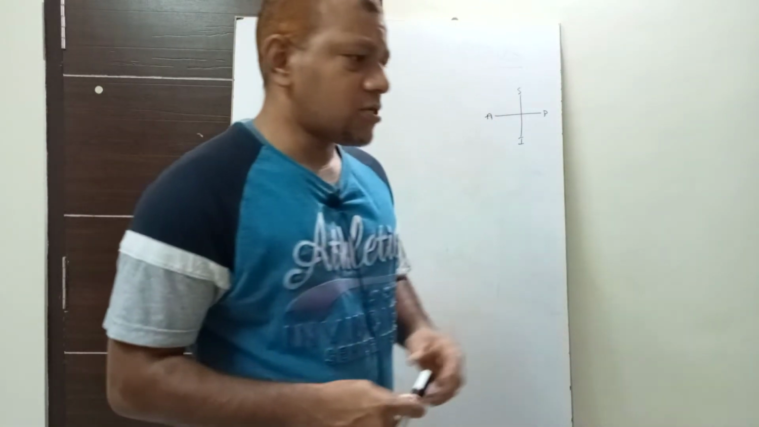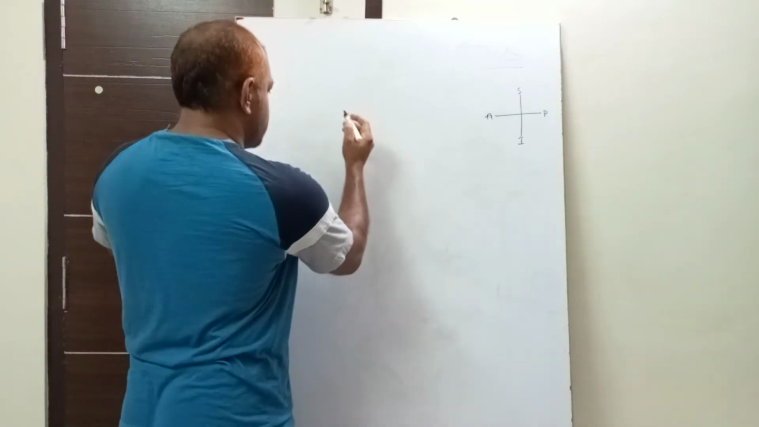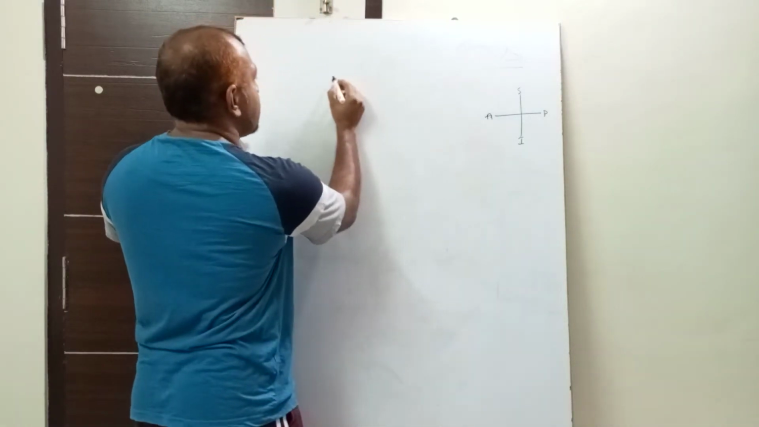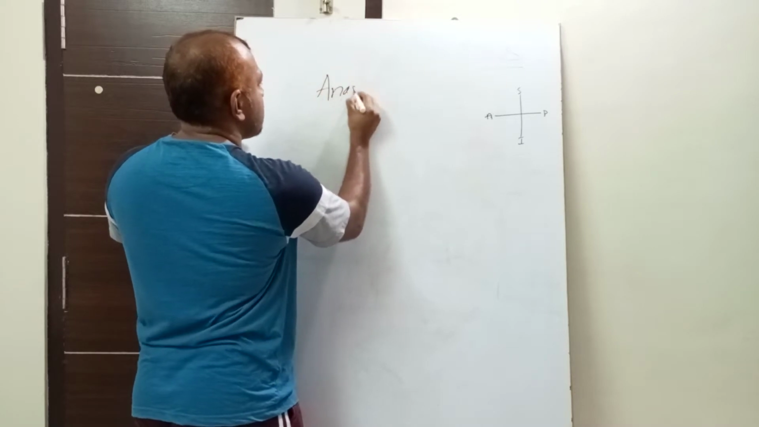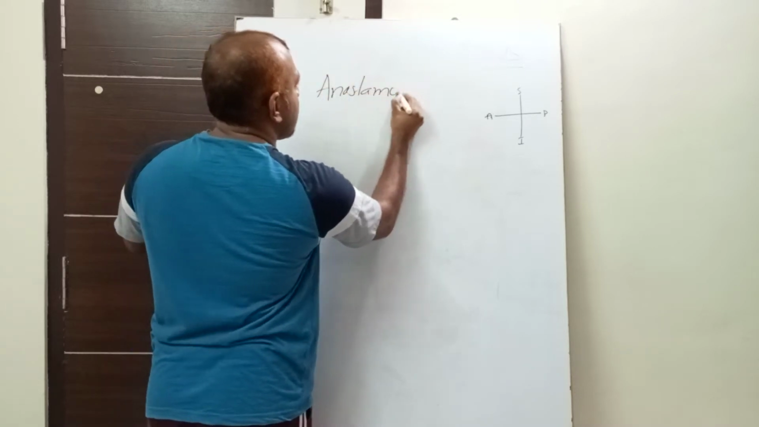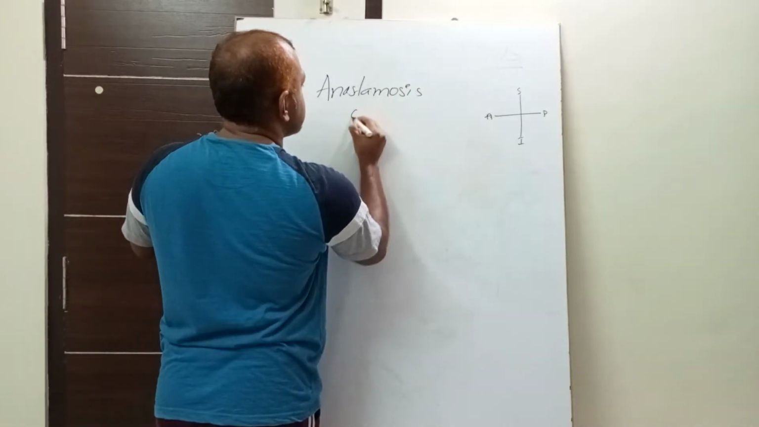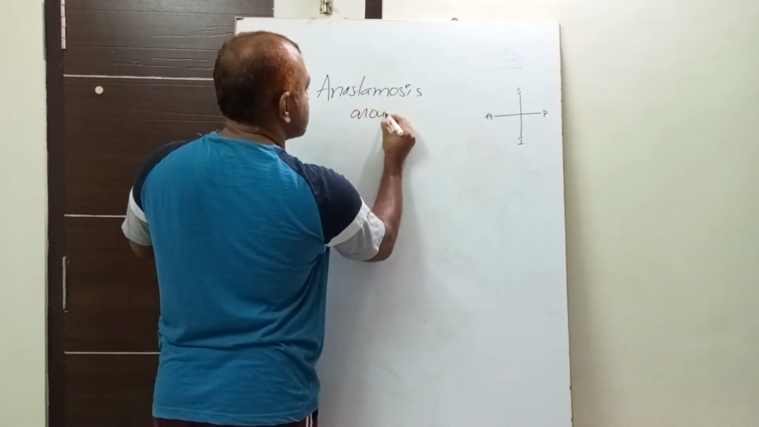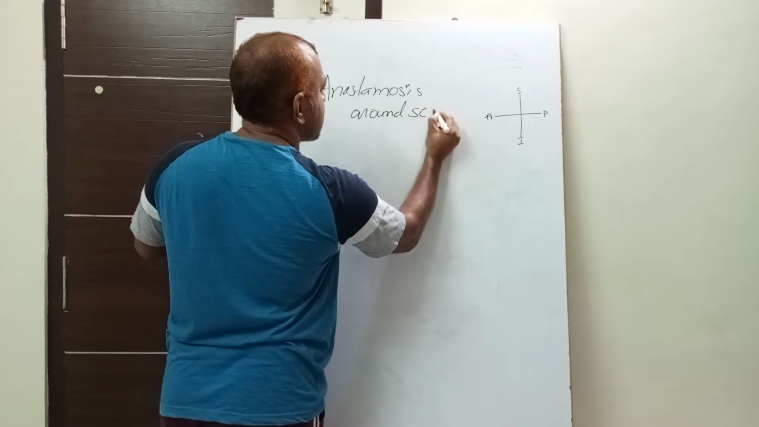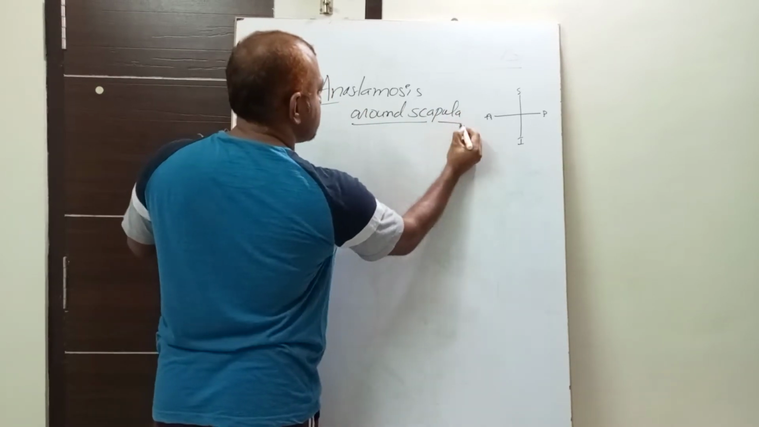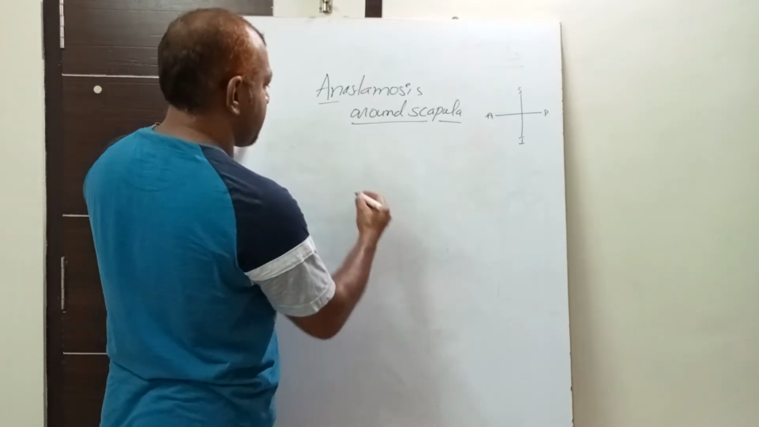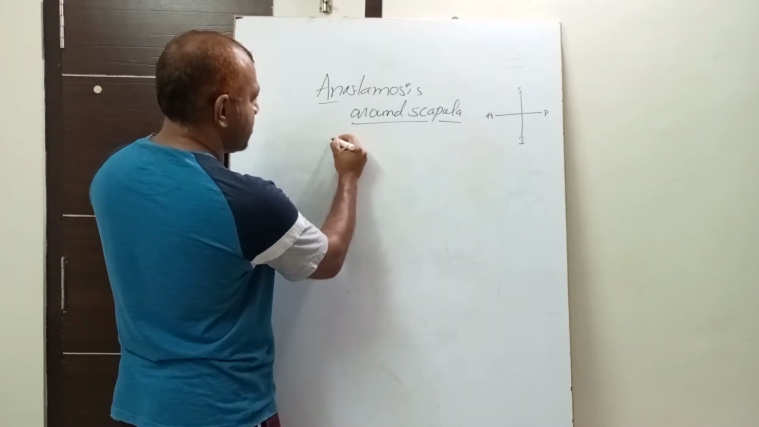And as I told you earlier, the discussion today is anastomosis around the scapula. So what are the vessels which are going to anastomose here around the scapula? So I am going to draw the diagram here.